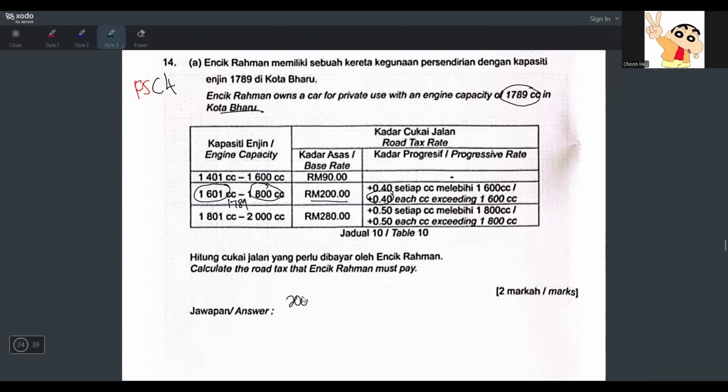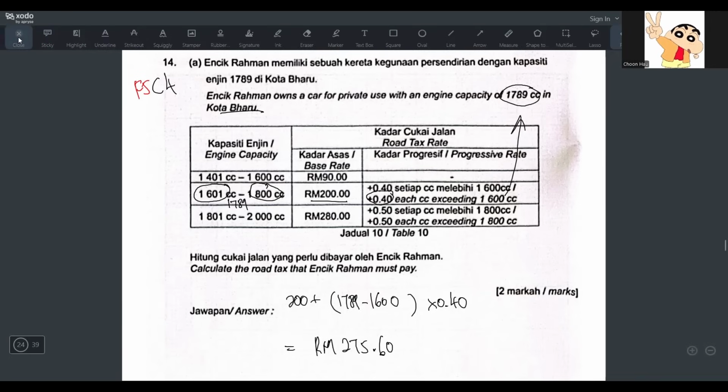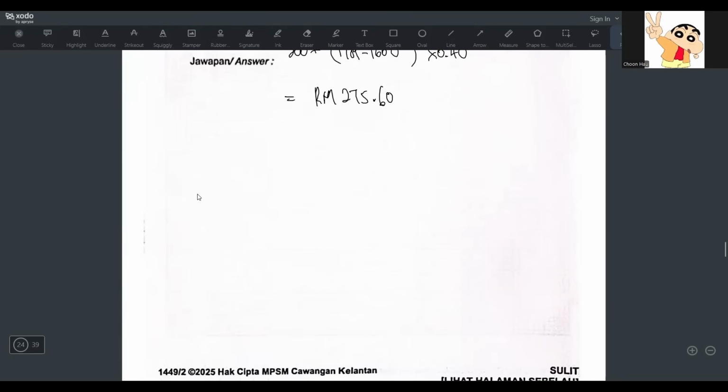So the base rate 200 plus with bracket. They said 40 cent for each cc exceeding 1600. It means for every cc yang melebihi 1600, you have to pay extra 40 cents. So what I have to do is take the 1789 minus with 1600, because I want to know how much dia sudah melebihi 1600, and then times with 0.40 for each cc yang melebihi 1600. So you just tekan this, you get your answer already. So RM 275.60, right in 2 decimal place, because it's RM. Yeah, that's all. This is only worth 2 marks. Okay, not too bad.